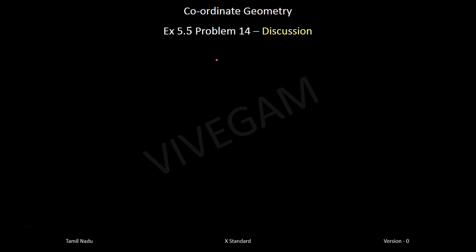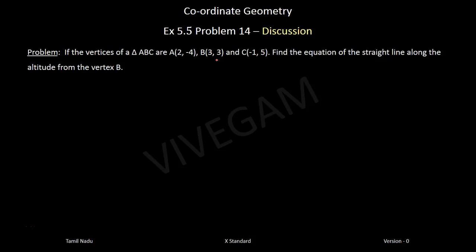Exercise 5.5, problem 14, discussion. If the vertices of the triangle ABC are A (2, -4), B (3, 3) and C (-1, 5), find the equation of the straight line along the altitude from the vertex B.